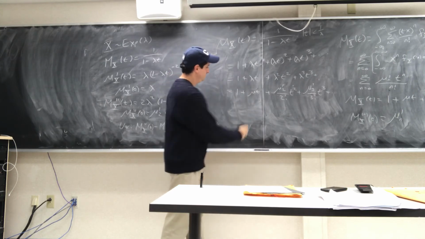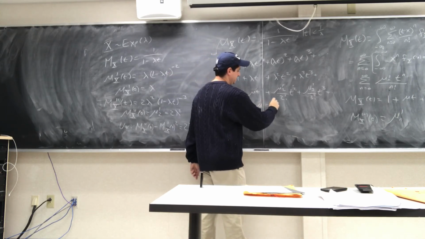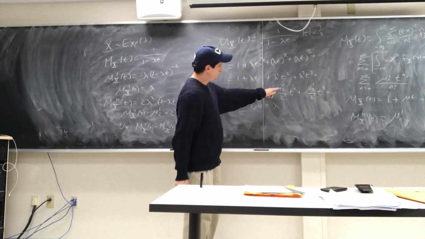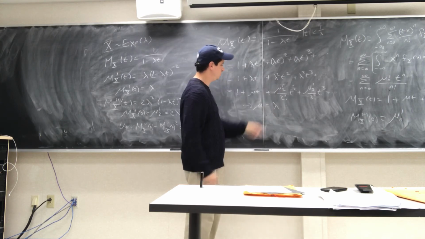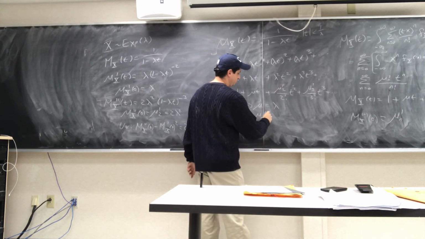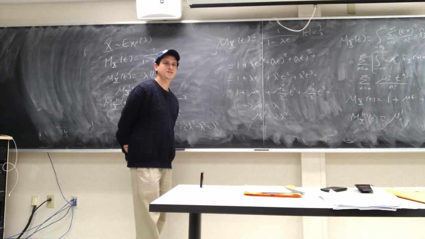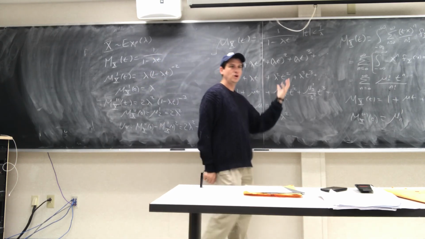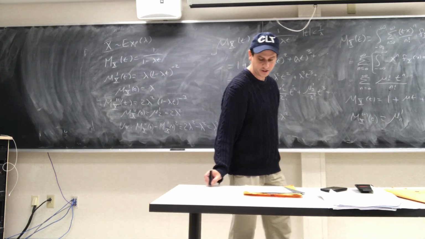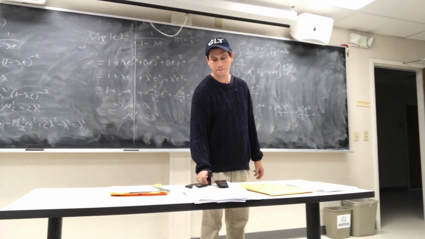So we now get the mean is lambda, and we get mu2 prime over 2 is lambda squared, so we get mu2 prime is just twice lambda squared. So we don't actually have to take derivatives. If you remember how to do Taylor series, or if you have something that's really nice and easy to Taylor expand, then you're in great shape.